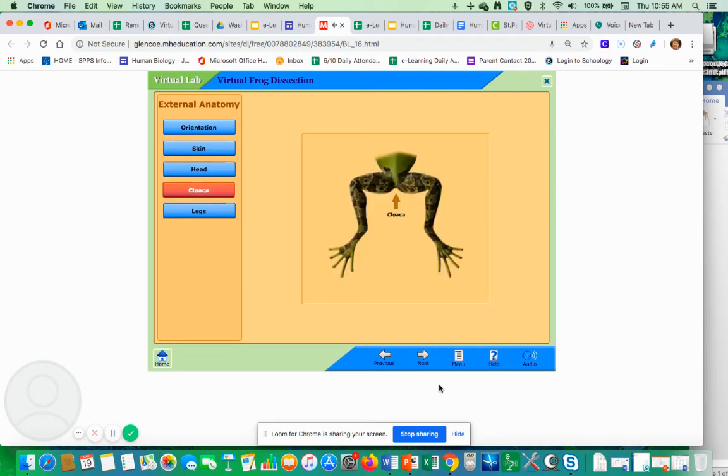A small slit or opening at the posterior end of the torso is called the cloaca. It allows for waste materials and eggs or sperm to be discharged from the frog's body.